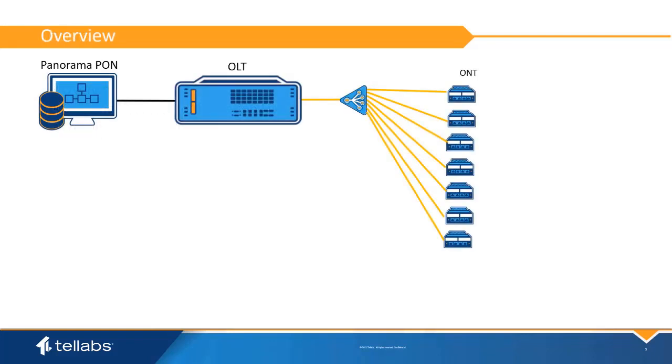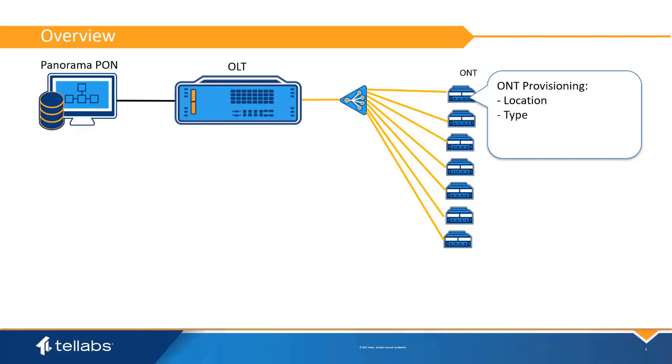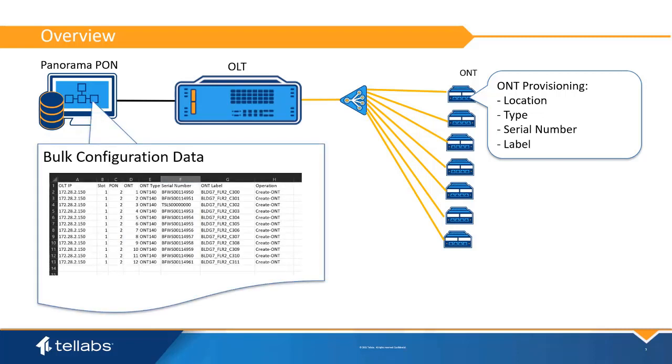In the TELabs optical LAN system, all ONTs can be configured with 4 pieces of information: the ONT's location, type, serial number, and label. Panorama PON includes a bulk configuration routine which enables users to quickly provision this information on large numbers of ONTs across the entire PON network in a short amount of time. This straightforward procedure allows quick ONT provisioning with a single operation.